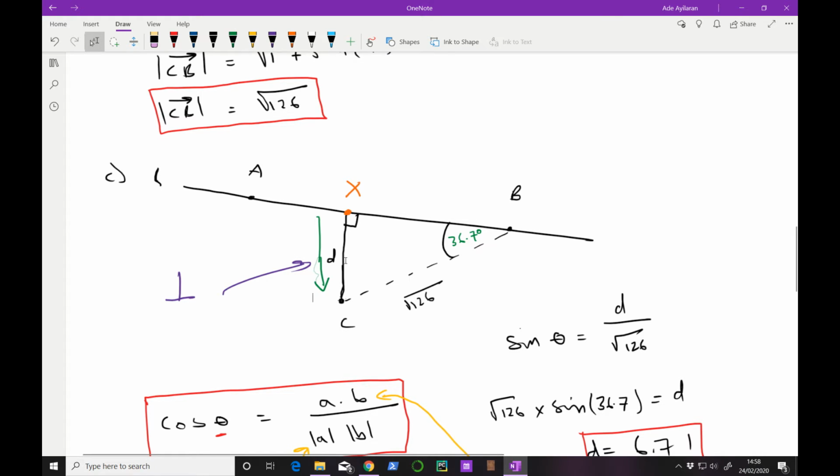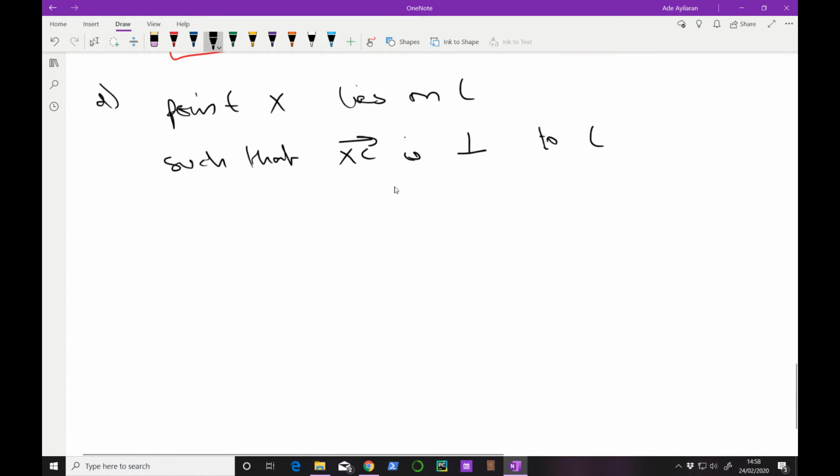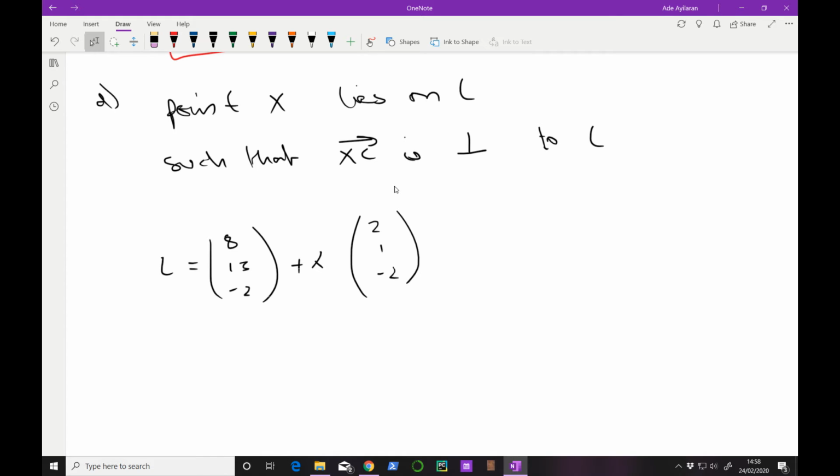Okay? So the first thing I'm going to do is express my X in terms of L. So if we recall what L was, 8, 13, 2 plus lambda 2, 1, minus 2. Okay, so X therefore has to be 8 plus 2 lambda. Remember, we don't know what lambda is. We just know that we will take a certain amount of steps, lambda, along the line L in order to get to X.